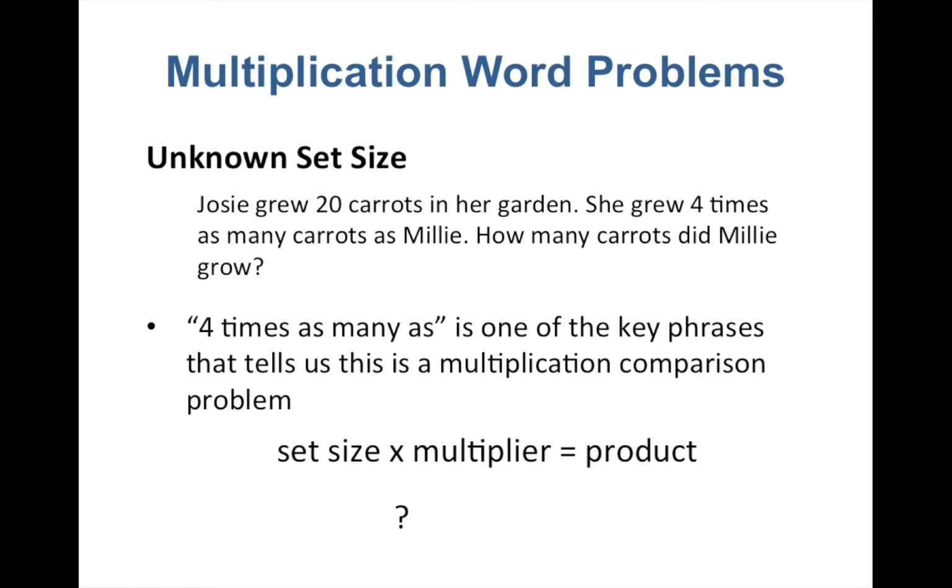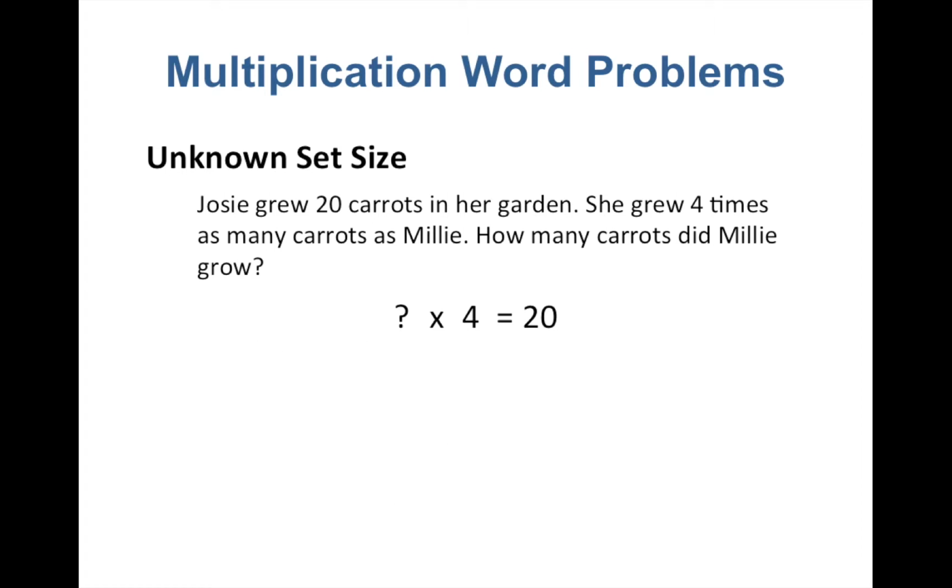So that we would put a question mark. And we know we're multiplying because we see "times as many as." We know that it's 4 times as many, and that would equal 20. So we're looking for 20 is 4 times as many as a certain number. Now what is it? We could use our skip counting strategy to solve this problem.